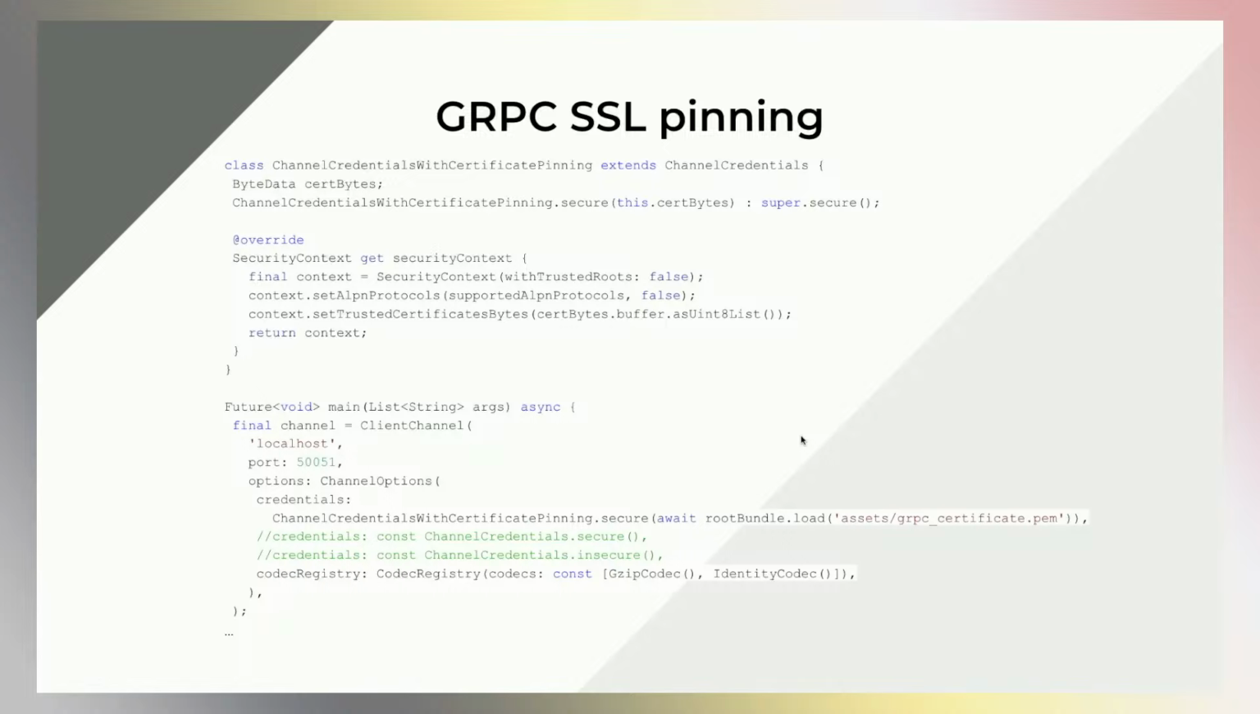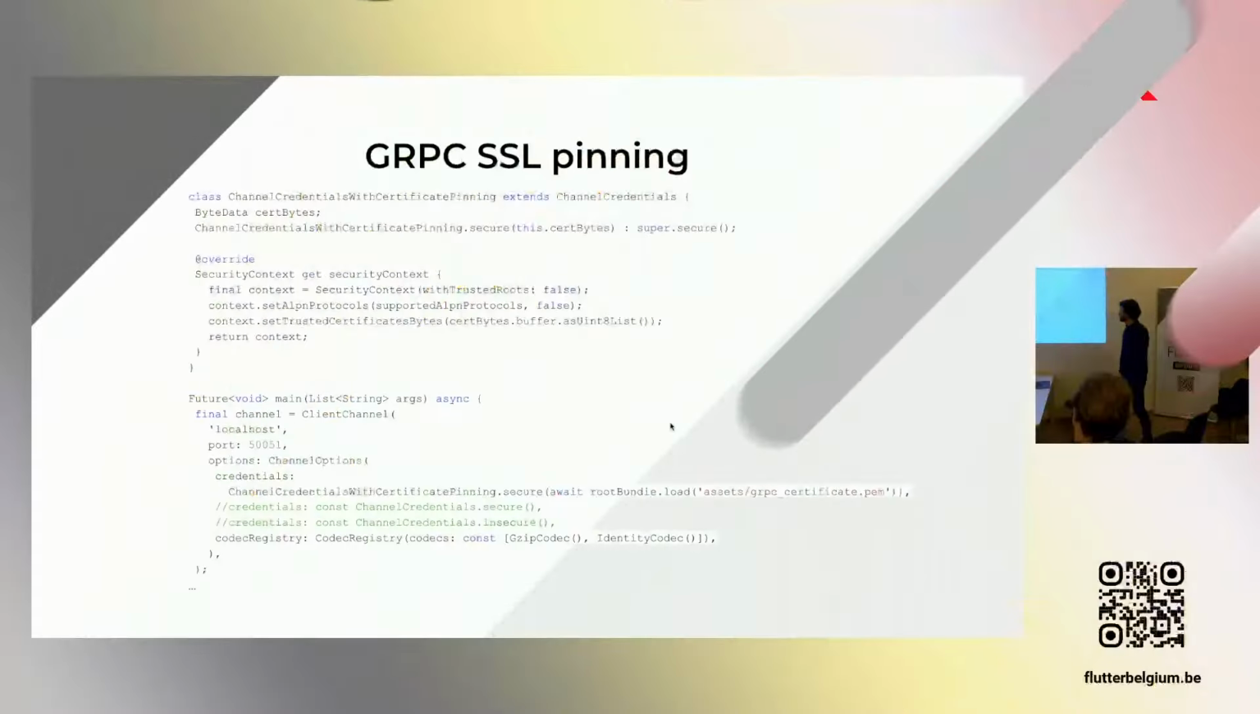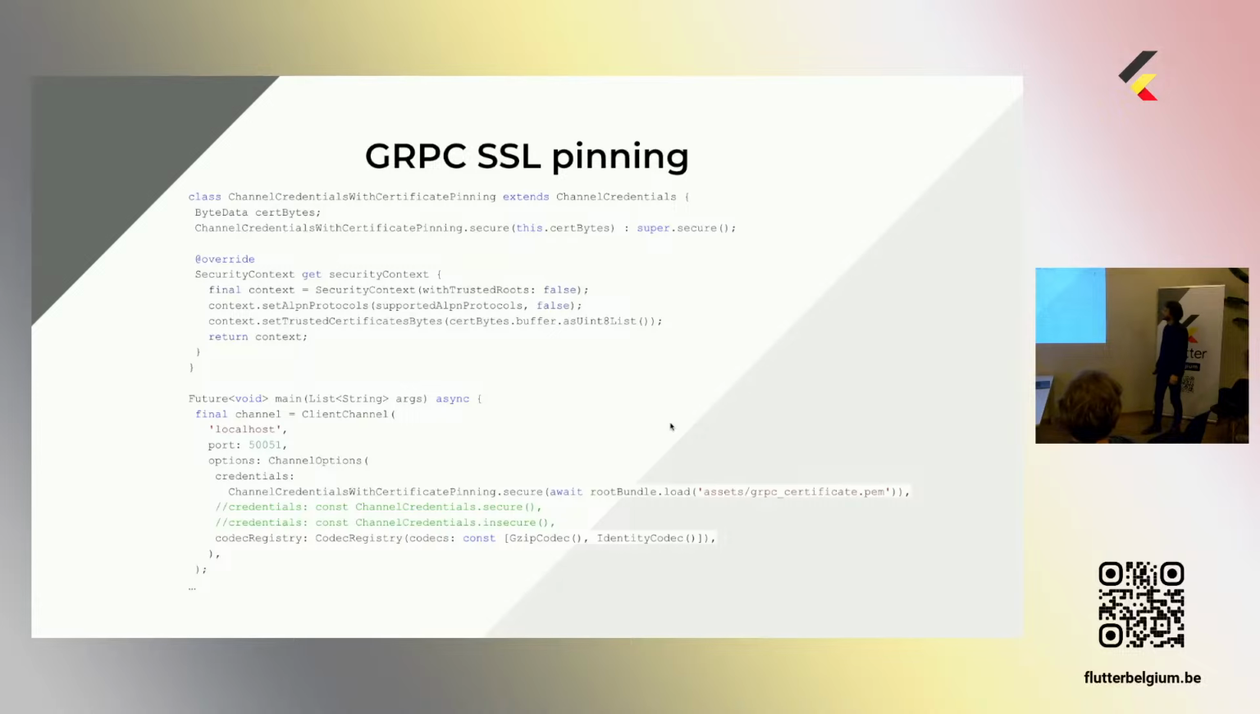How do you do SSL pinning? Because that's when it has to be very secure, like they say. You want to be sure that the certificate that the server is sending is really the correct one. The public key is actually correct. This is also something you can do. You have to define here, for example, you load the certificate. You have to override the channel credentials here, and then pass them also here.